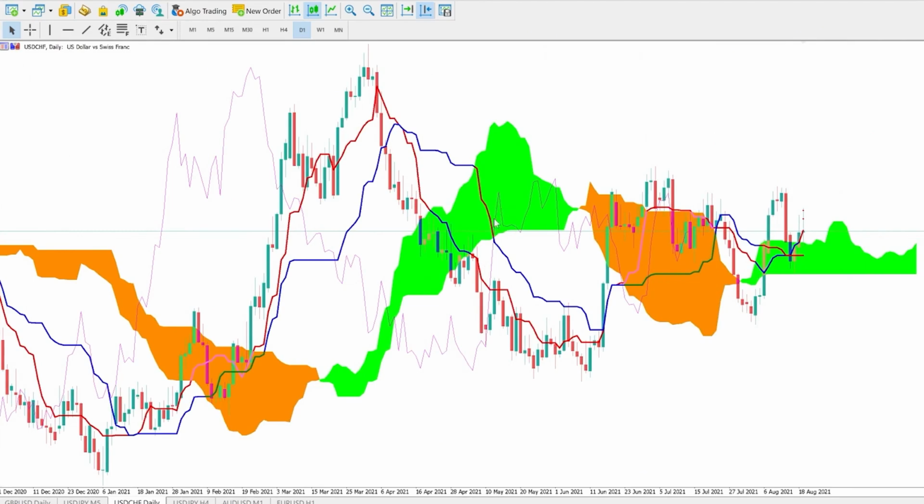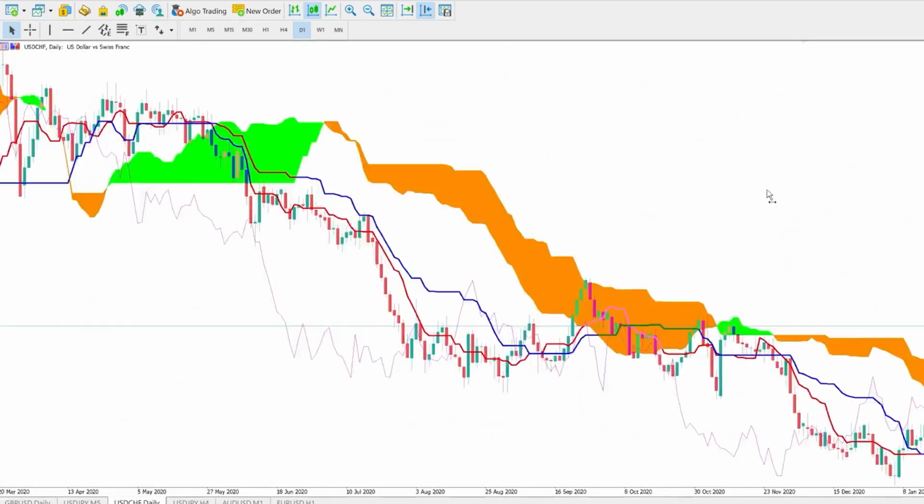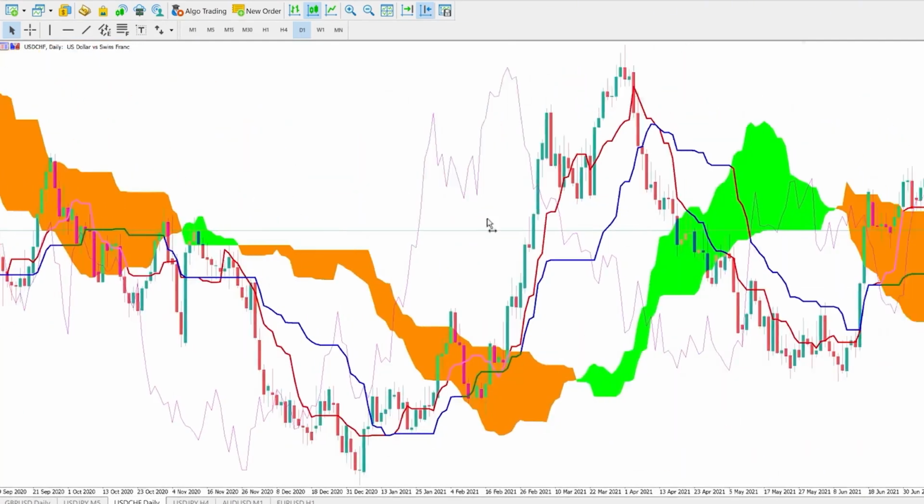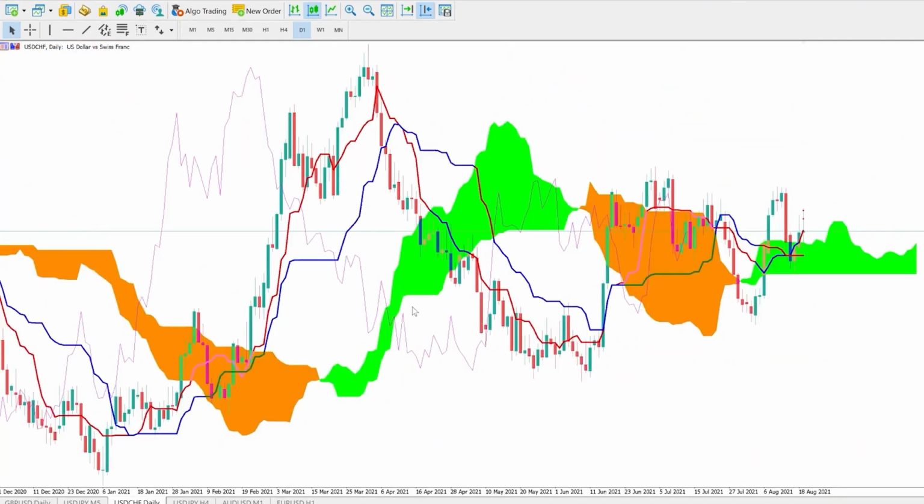In fact, the impact of these two lines on the Kumo cloud is just like this. Whenever they manage to break the Kumo cloud, whether it's by the candles or these two lines, Tenkan-sen and Kijun-sen, it means a breakout has occurred, and this is how we can get signals from these lines.